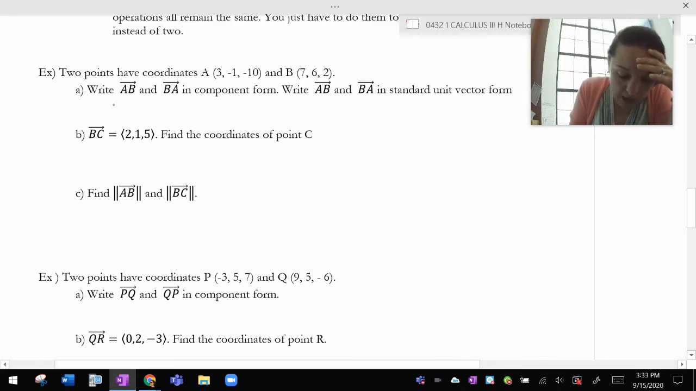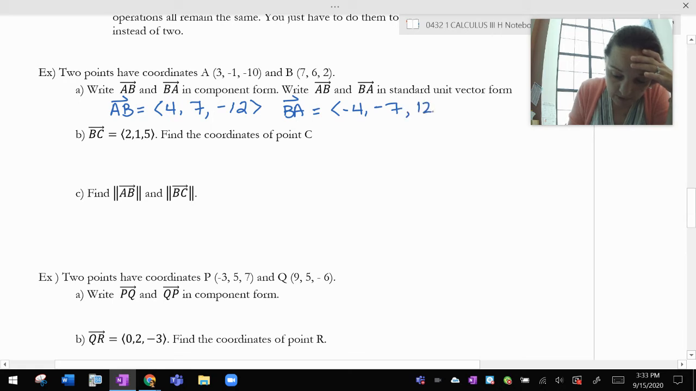So if I wanted to write AB, it is going to be delta x, delta y, delta z, making BA the negation of that, -4, -7, +12. That's component form. Now, standard unit vector form means that this would be 4i plus 7j minus 12k, or -4i minus 7j plus 12k.